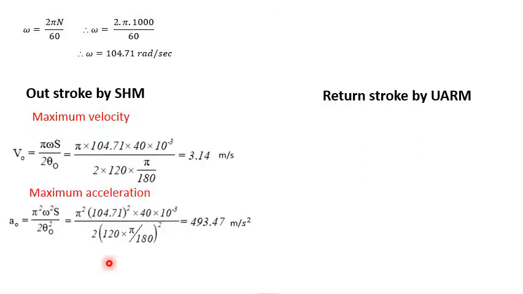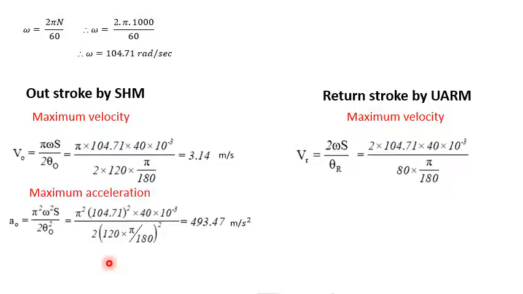Similarly, the return stroke is by uniform acceleration and retardation motion. For this case, the maximum velocity formula is VR, V suffix R, which represents the maximum velocity during the return stroke, equal to 2 omega s divided by theta R. After substituting the omega, s and theta R values, simplify it. Therefore, we got the maximum velocity during the return stroke as 6 meters per second.